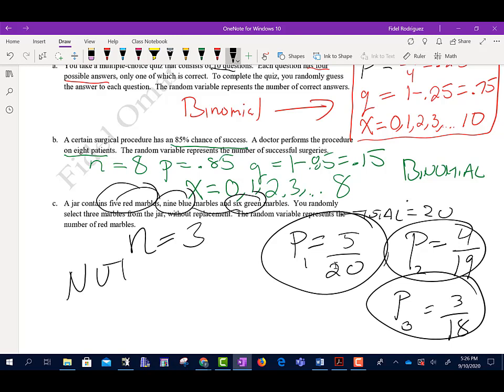So this here is not a binomial experiment because my probability isn't the same each time. If I'm trying to get that red marble, my probability is changing. The reason being, guys, is it's without replacement. Okay.